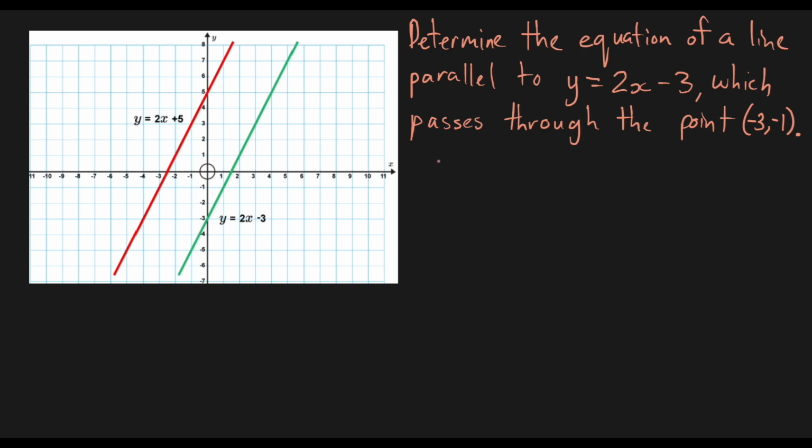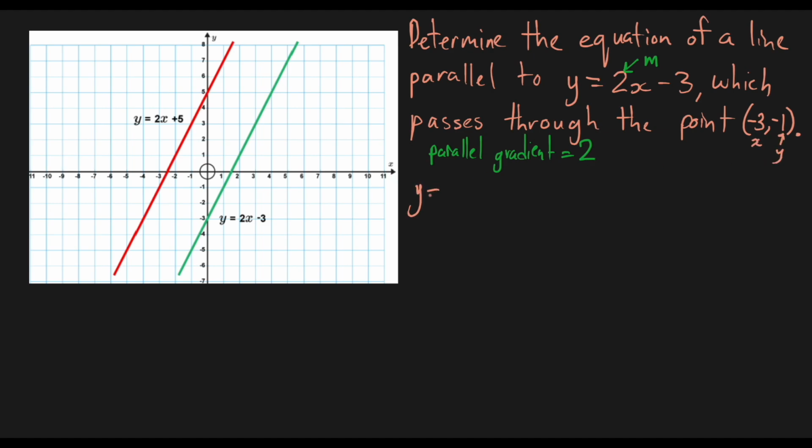Alright, so let's go through this one here now. So the gradient of this here is 2. So therefore, a parallel gradient will be the same. Now it told us that it passes through the point (-3, -1). So this -3 represents x, and this -1 represents y.